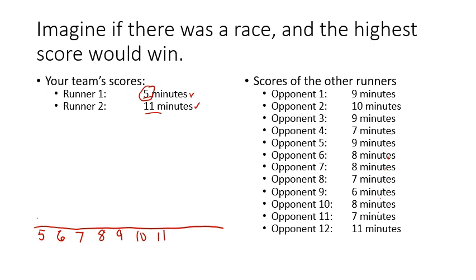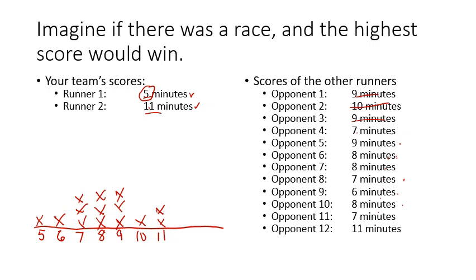If we were going to plot this out, we'd put her score here. We'd put the 11 minutes right here. Then we would plot out all of these other scores: the 9, the 10, the 9, the 7, the 9, the 8, the 8, the 7, the 6, the 8, the 7, and the 11. This would be our distribution for this particular population.